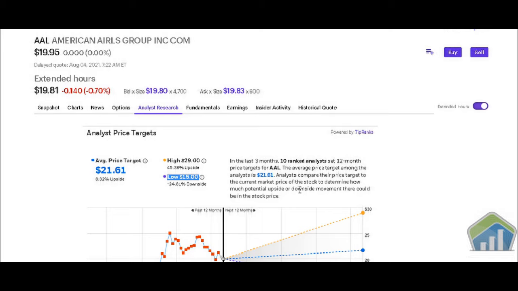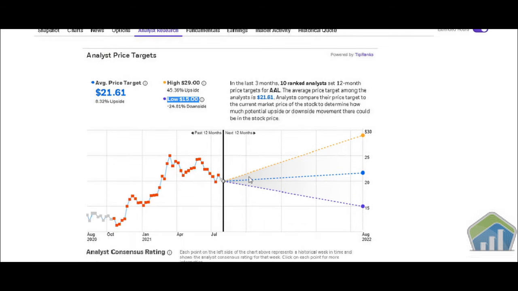Analysts compare the price targets to the current market price of the stock to determine how much potential upside or downside movement there could be in a stock price, right? So the orange line is going to show you that $29 high. The blue line right here is going to show you that $21.61 average price target, and the purple line is going to show you that $15 low that they think it could possibly go to.